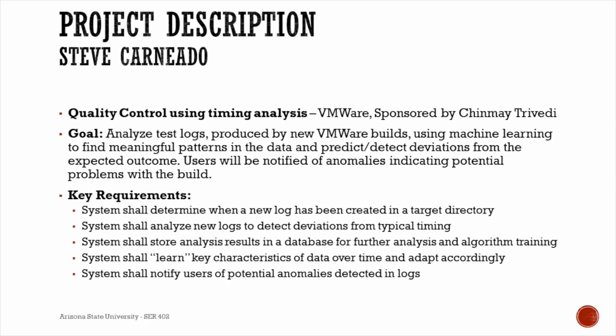At this point, the system will then send any anomalies detected to various users as defined by Chinmay or whoever is administrating the test files at the time. Ultimately, the goal of our project is to provide an automated and efficient way to notify the test and development team of any potential errors in the latest build. While our focus is not necessarily finding the root cause of the errors, hopefully we can save them a little bit of time by narrowing their search.